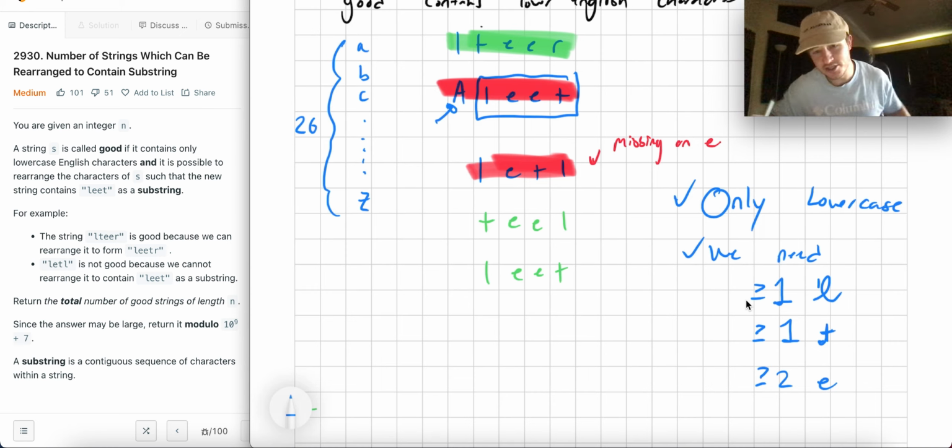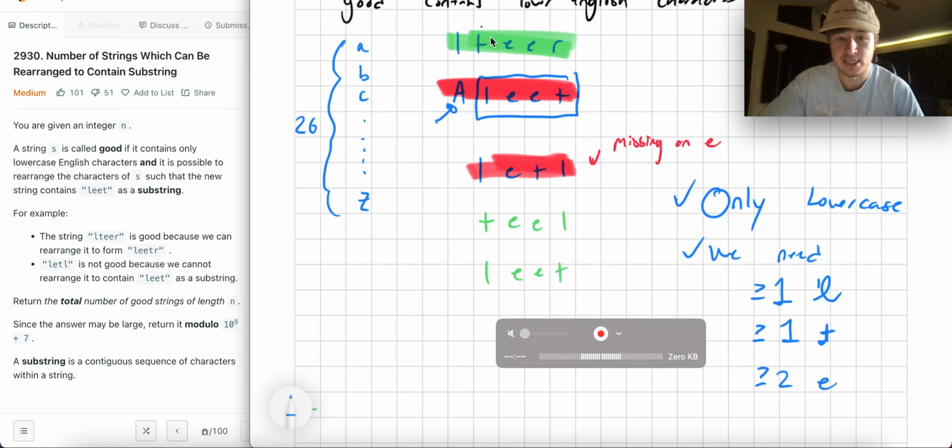Anyways, so these are the conditions you need in order to get a good string. So how many good strings can you create in a certain situation? Well, as long as you have all lowercase and at least one L, at least one T, and at least two E's, you can make it work because you can just rearrange things. Because in this problem, I have one L, one T, and two E's. Doesn't matter the order. I'll just rearrange them to make it leet, and that'll be a good substring. And this one doesn't work even though I have all the things I need.